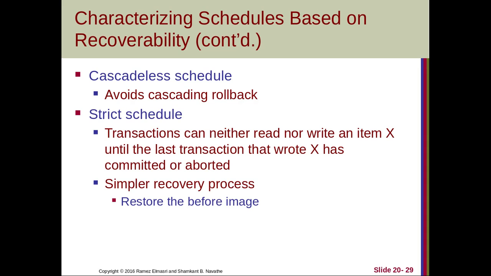Then cascadeless schedules. Cascadeless schedule means avoid cascading rollback. Strict schedule means a transaction can neither read nor write an item X until the last transaction that wrote X has committed or aborted. That means if a transaction has a write item X, that should be committed. Unless it is committed, no other transaction can read or write that data item. That is a strict schedule. If you have a strict schedule, then your recovery process is simpler. Restore the before image, that's all.